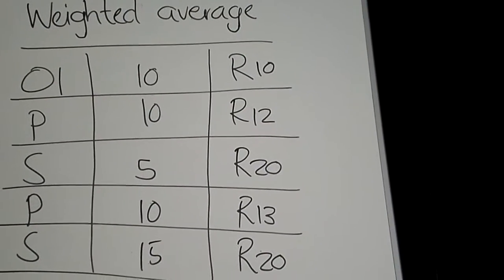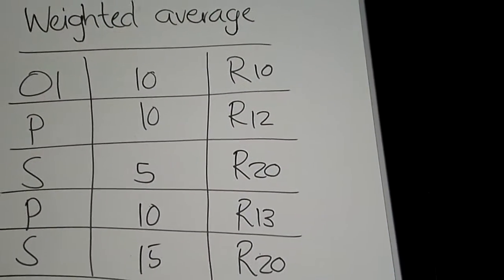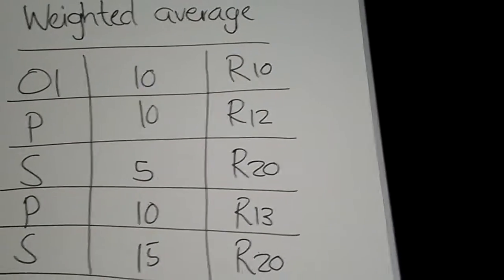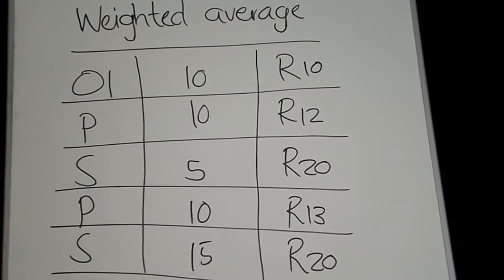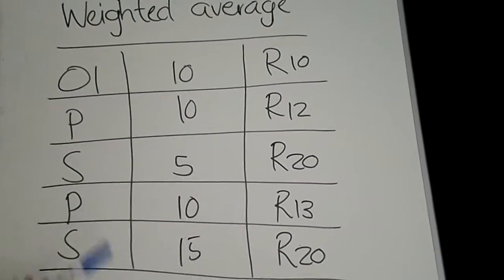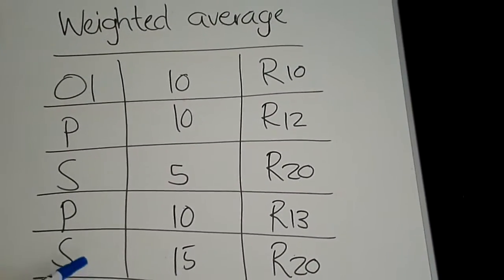Hi guys, the aim of this video is to show you how to calculate your cost prices based on the weighted average. Normally in a question I would give you a table. If I have not given you a table, the best thing to do would be to put it in a table to make your life a little easier.